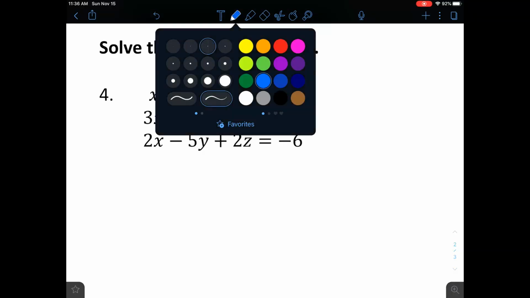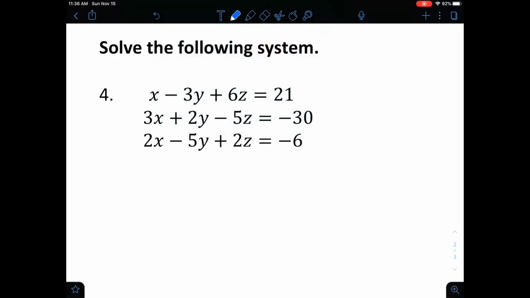All right. So do you guys see any opposites here that would work nicely? We got x, 3x, and 2x, not really. Negative 3y, 2y, negative 5y, not really. 6z, negative 5z, 2z, not really.